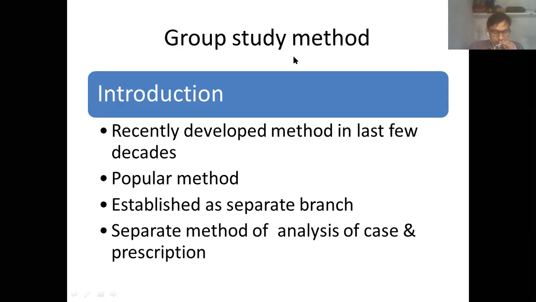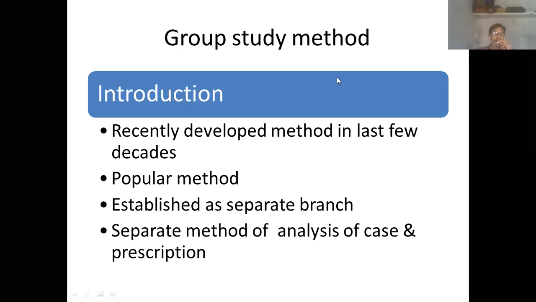And this method has become very popular in the study of homeopathic mathematics. The popularity is so much that it has become a separate branch of the study of homeopathic mathematics. When you go to the second year, third year, and final year, there are special lectures on these group study methods, and you learn that group study method in detail there.